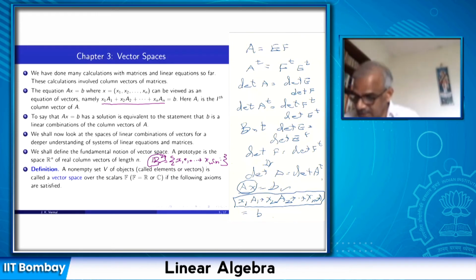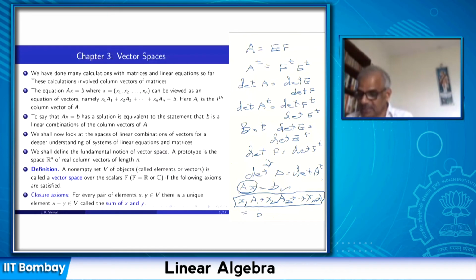So a non-empty set of objects whose elements will be called elements or vectors, although they may not look like vectors, is called a vector space if this list of axioms are satisfied. There are 10 axioms for a vector space. Don't be scared of the number of axioms because you have seen all of them before, since high school. But now we are putting all of them together to make an algebraic object called a vector space.